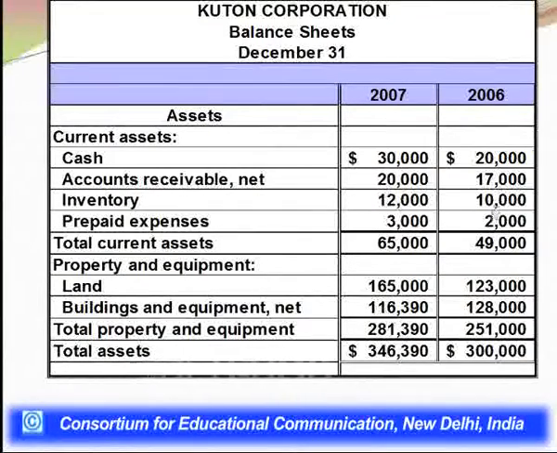49,000 is the value of current assets here, and 251,000 is the value of PPE. The sum of these two is 300,000, or 3 lakhs.